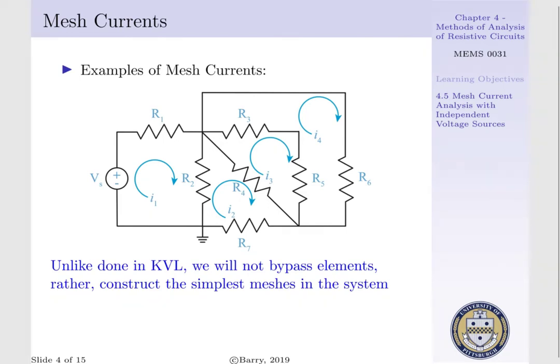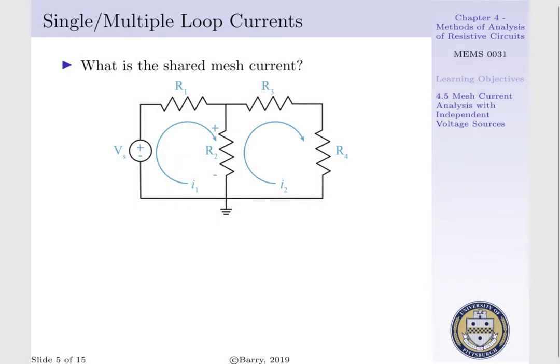Unlike KVL, we will not bypass any elements. That is, we will not create one large mesh that, say, passes element 4. Rather, we want to construct the simplest meshes such that we can describe the voltage drop of each element within our system.